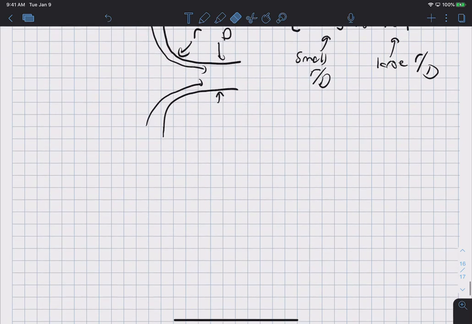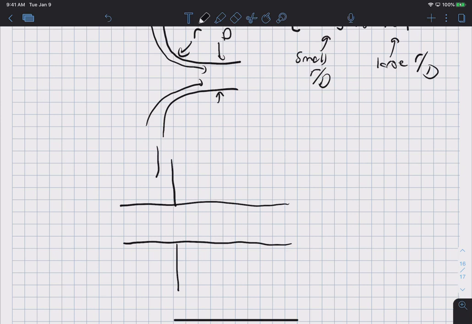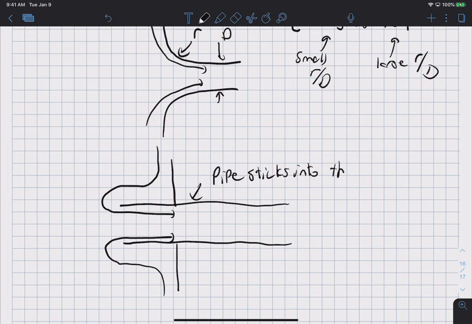Okay, and also you can have cases where you have the tank, and the walls of the tank are here, and the pipe actually sticks into the tank a bit. Okay, and here the loss coefficient is actually pretty large because the streamlines have to go down, around, turn, and then go in there, and then go into the pipe. So in situations like this, the pipe sticks into the tank.